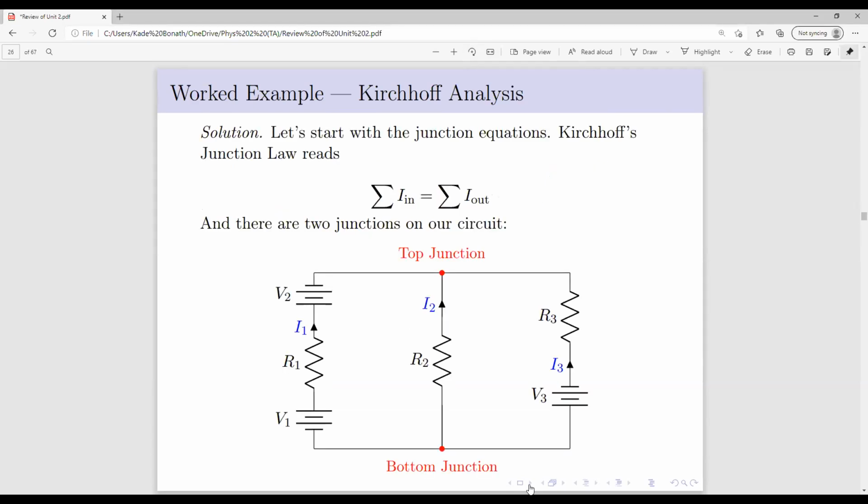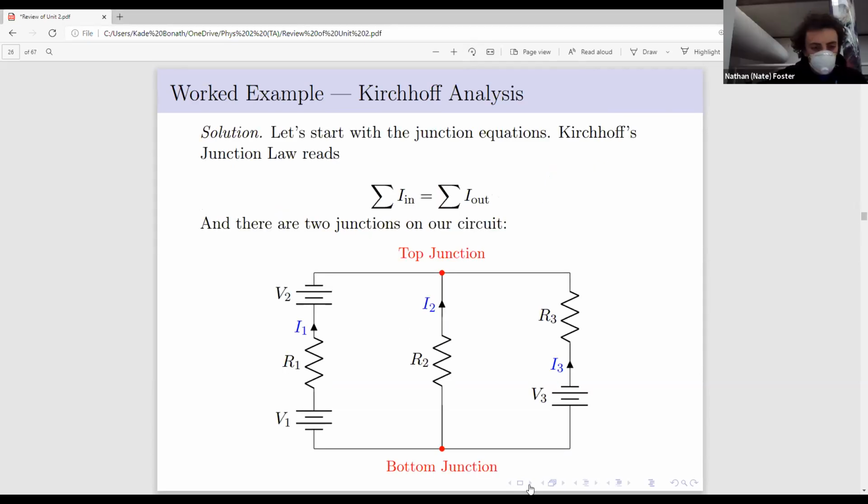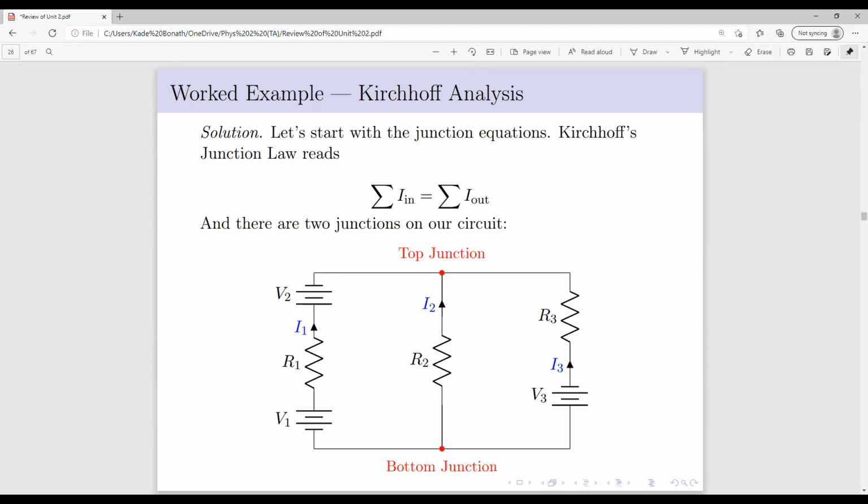This is just simply stating... Sorry, I have a question real quick. I just want to verify that for V1 and V2, the positive terminals are facing each other, because for some reason I'm having trouble reading the length of those lines. Yeah, so the positive ones should be the longer ones, correct, Nick?